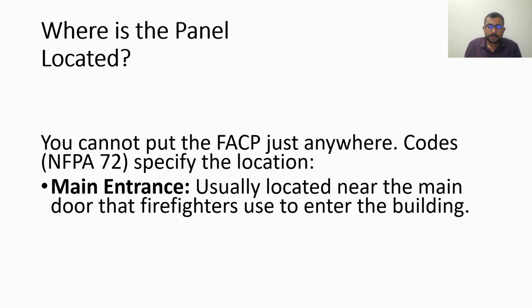So where do we place the fire alarm control panel? To place the fire alarm control panel, we follow the code. Normally we follow the NFPA 72 code, which is a standard code, along with the local regulations, based on the region you are in. There are three common locations where you normally keep the panel based on the codes. The first one is near the main entrance, the main door, so that firefighters who enter the building can see the fire alarm control panel.